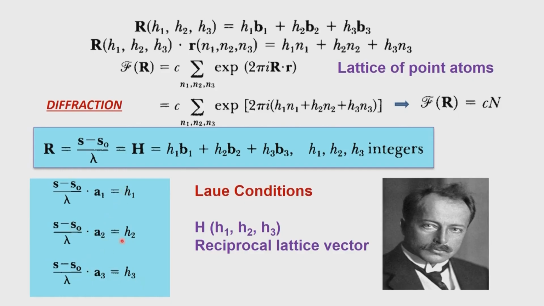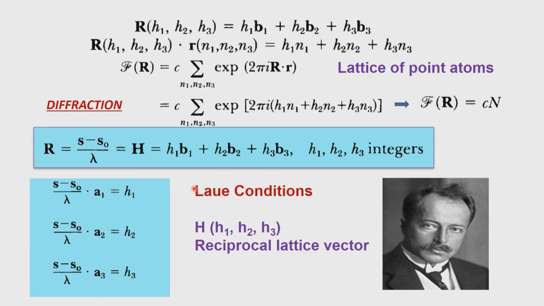You can replace h1, h2, h3 by hkl, which is normally used in many textbooks which you read, and these are the so-called Miller indices. a1, a2, a3 you can replace by a, b, c. Therefore, this is the expression which Laue derived. So the capital H, h1, h2, h3 represents what we call a reciprocal lattice vector. The dimensions of the reciprocal lattice vector is proportional to 2 sin theta by lambda, and therefore the diffraction will occur only when these Laue conditions are satisfied.